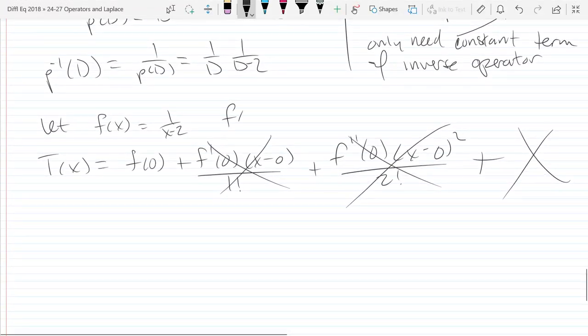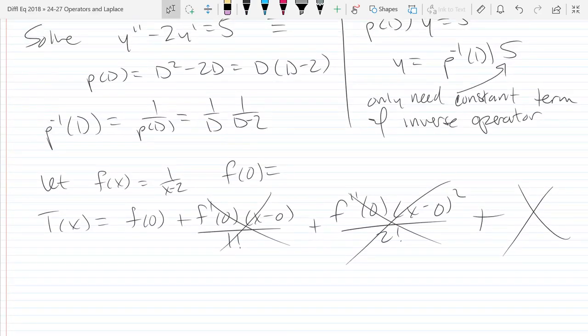Is that the big thing that you had there? Is that some sort of actual value? On the right. Oh, that's a b. Oh, okay. So f of 0 is 1 over 0 minus 2, which is negative 1 half.